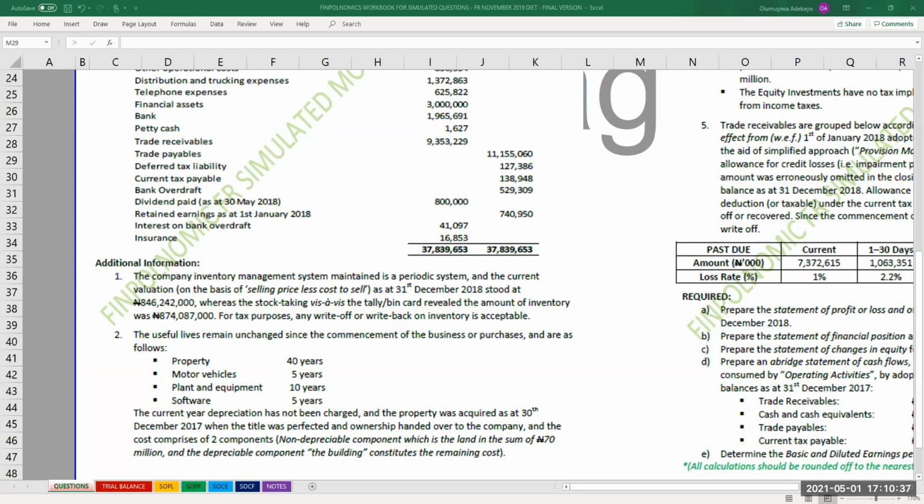And the cost comprises of two components, that is the non-depreciable component, which is the land, in the sum of 70 million, and the depreciable component, that is the building, constitutes the remaining cost. So thank you very much.